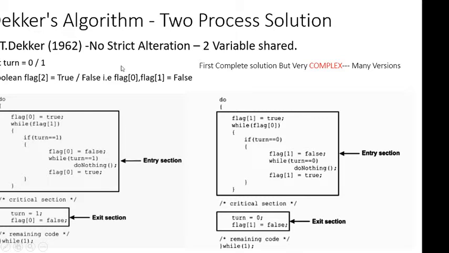If process 0 wants to go into its critical section, it sets its flag, flag 0, to true. If process 1 wants to go into its critical section, it sets its own flag, flag 1, to true. So you've got a system of voting, kind of: look, I want to go into my critical section, or I am going into my critical section. Okay, so this is kind of a trigger, kind of an alarm. Now let's see what happens.